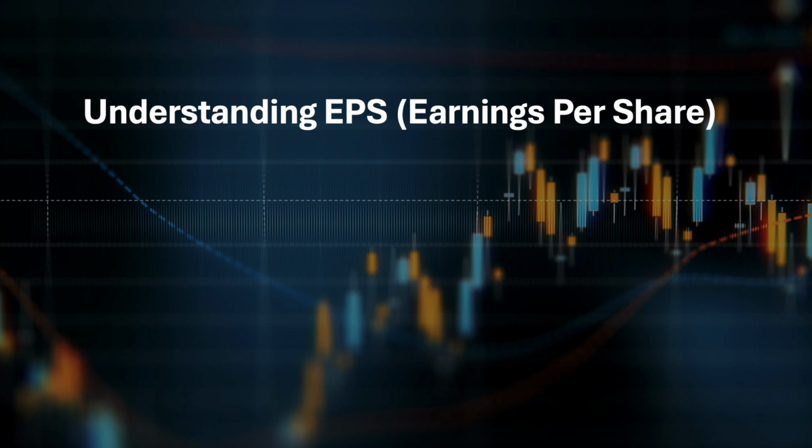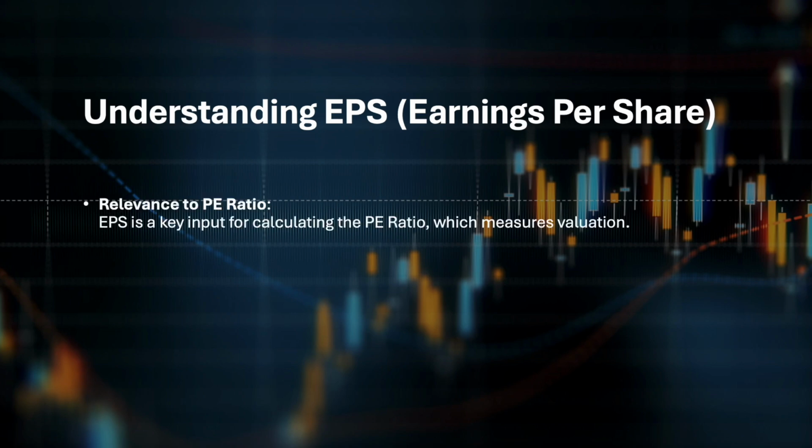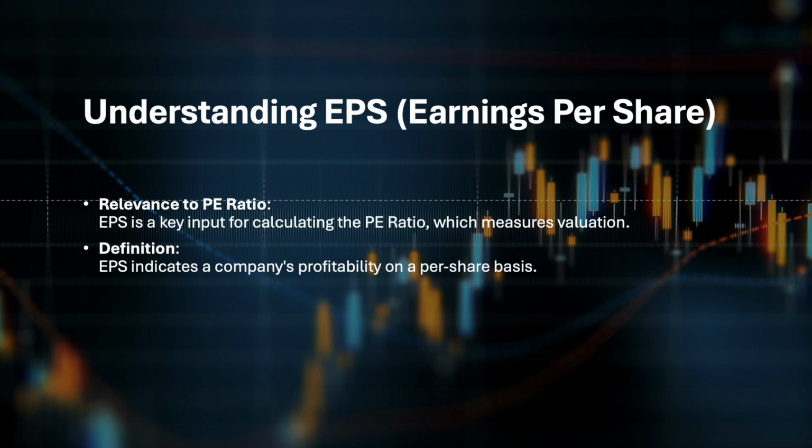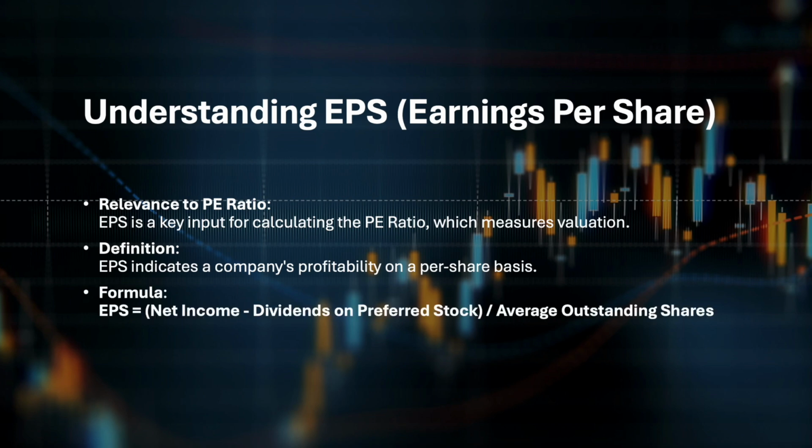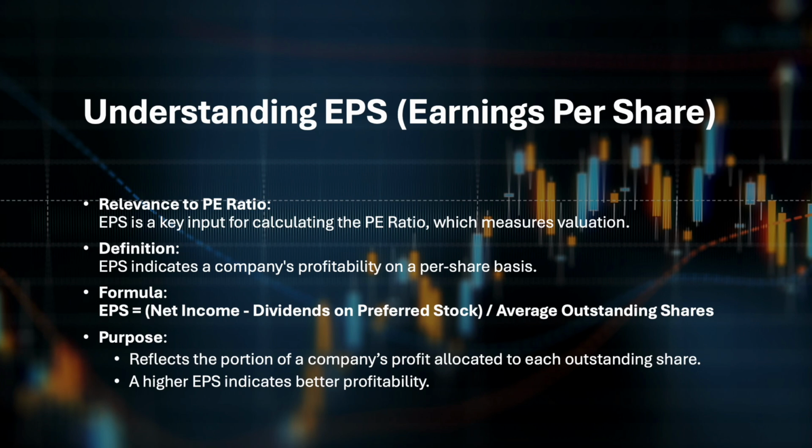But wait, before we calculate PE ratio, we need to understand EPS or earnings per share. EPS tells us how much profit the company earns per share. It's like finding out the quality of those tomatoes you are paying for. The EPS formula is net income minus dividends on preferred stocks divided by average outstanding shares. Think of EPS as the foundation for PE ratio. Higher EPS means higher profitability and helps us measure whether a stock is worth its price or not.